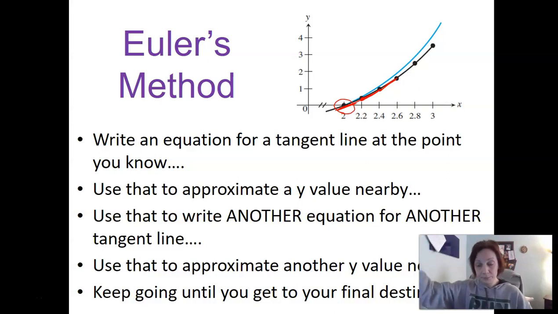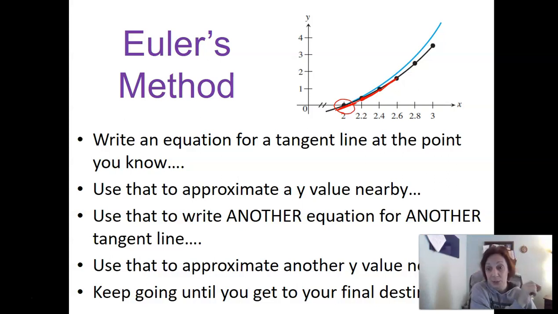I do it again. This isn't a difficult process. We're writing equations for tangent lines over and over and over. It is a tedious process. It's going to remind you very much of Newton's method. If you remember when we did Newton's method, we drew a tangent line, we found its 0. Then we drew another tangent line, found that 0. Drew another tangent line, found that 0. And we figured out that the more times we do that, the closer we get to the actual 0.